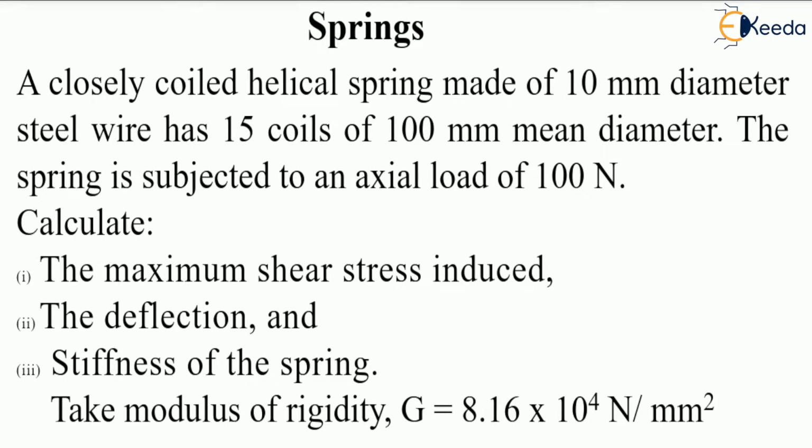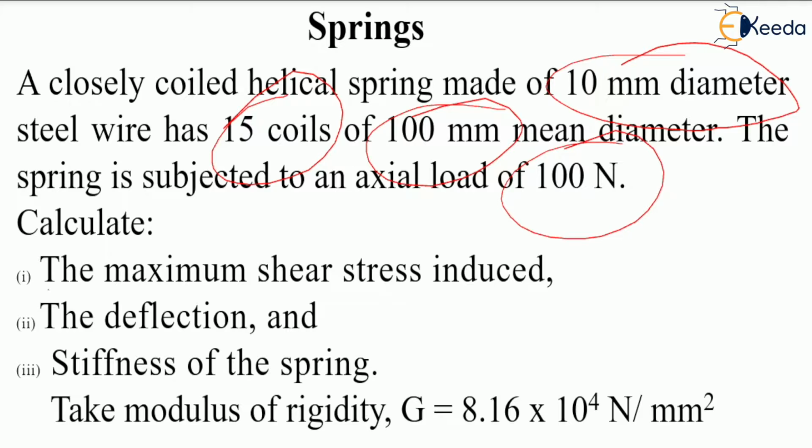So this is a question of a closed coil helical spring in which 10 millimeter diameter of the wire is given. Mean diameter is 100 millimeter and the number of coils is 15. The load applied is 100 Newton and we have to calculate the maximum shear stress, the deflection and stiffness of the spring. Modulus of rigidity is also given. So let us solve this problem.